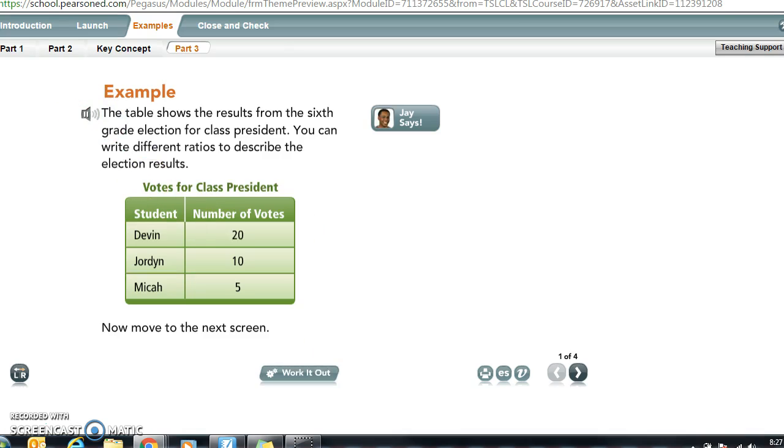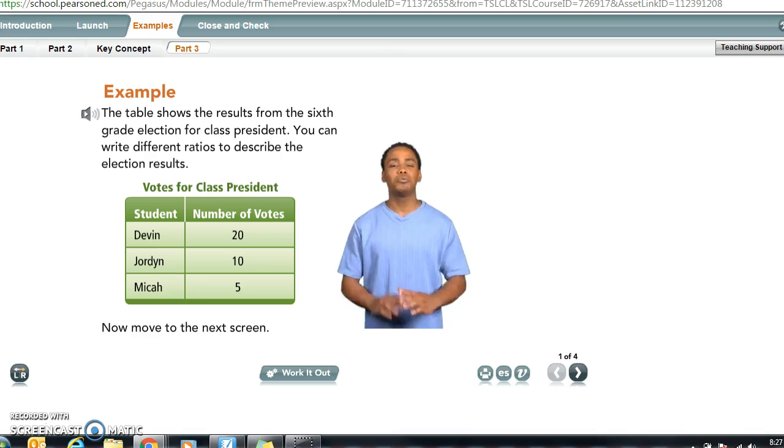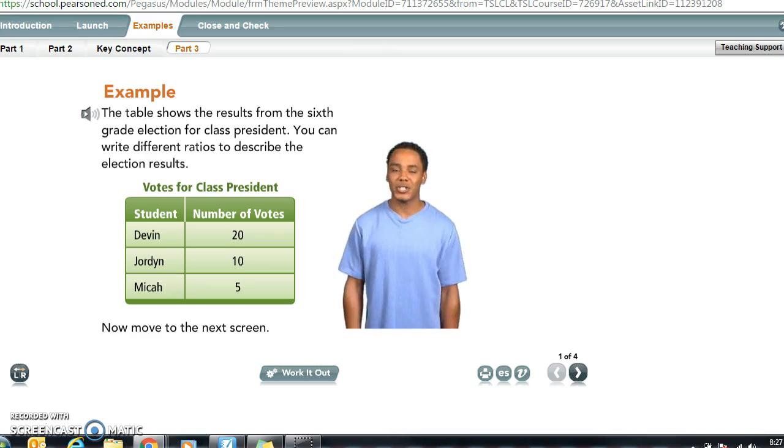The table shows the results from the 6th grade election for class president. You can write different ratios to describe the election results. This table shows the results from the 6th grade election for class president. Way to go, Devin. And Jordan and Micah, don't give up. There's always next year. You can use the ratios of the votes to prepare for the next election.